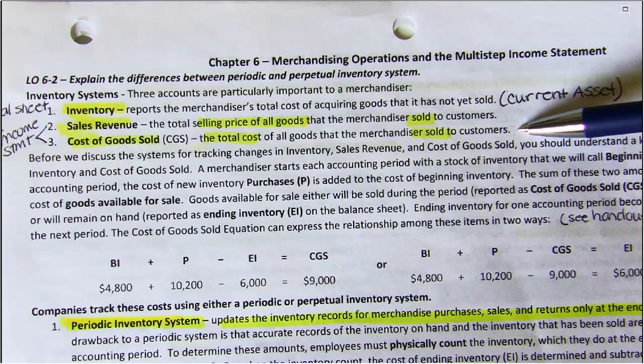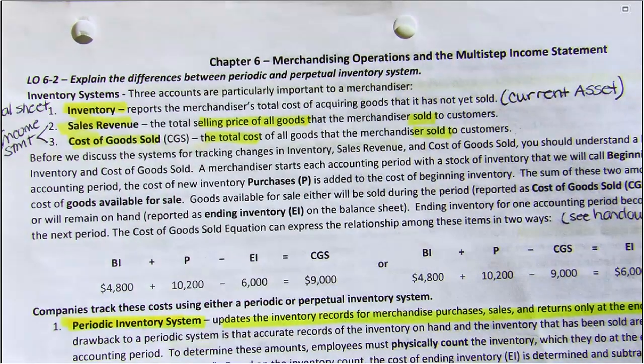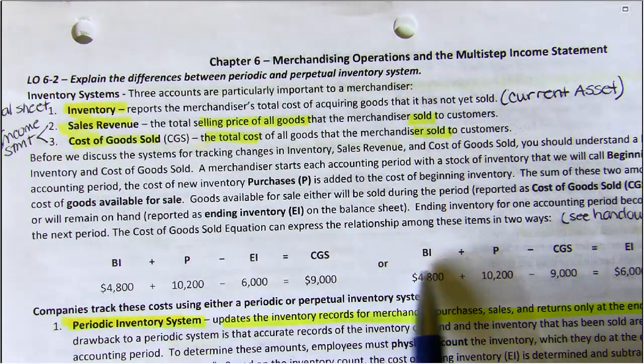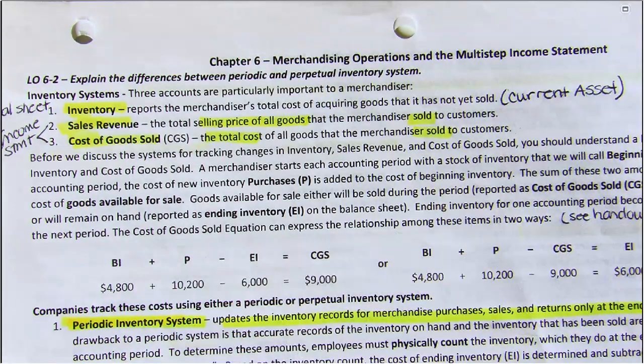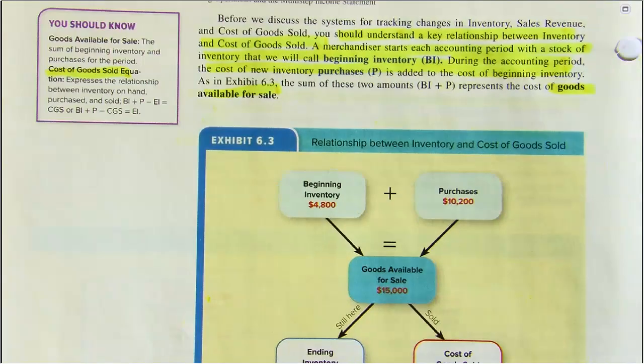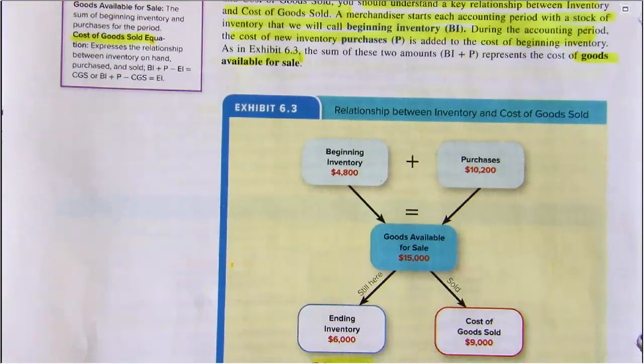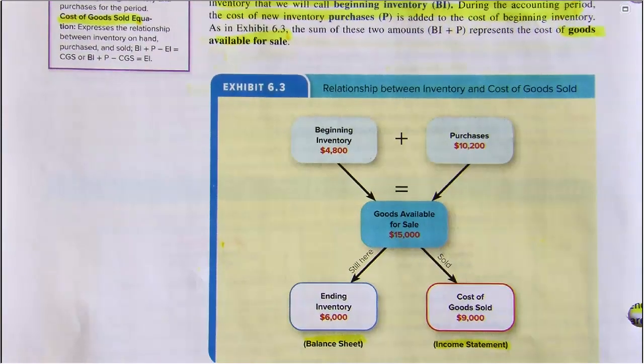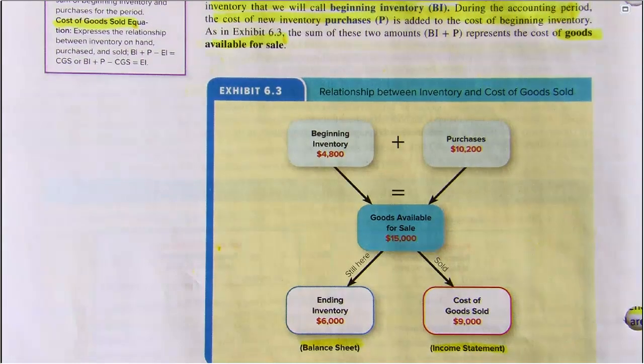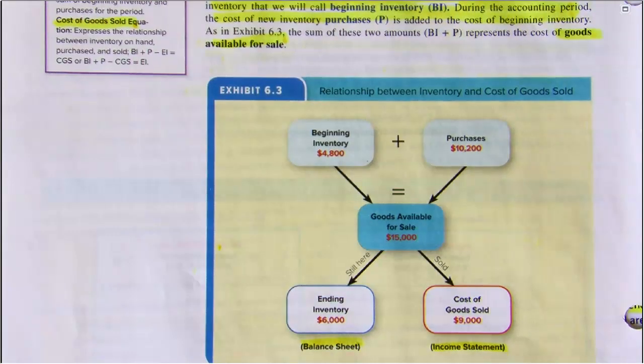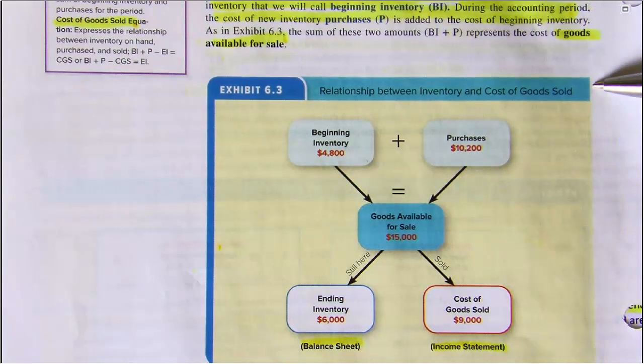Now, what I'd like to do is pull out another page from our textbook, because rather than looking at this relationship horizontally, I think it's easier to understand if we do this represented like in Exhibit 6-3. And this is called the cost of goods sold equation. It's the relationship between inventory and cost of goods sold.